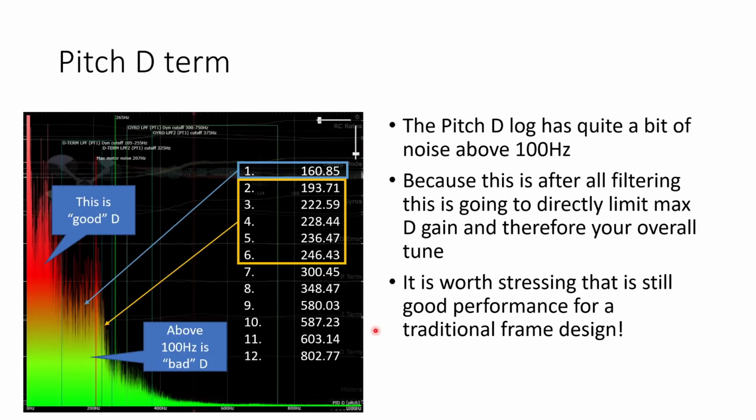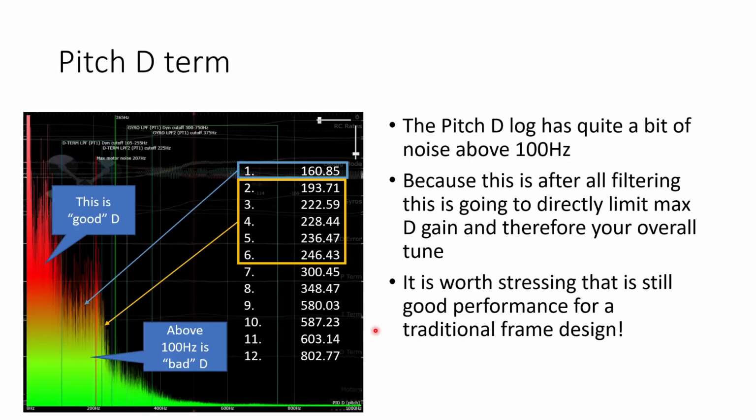So this is still doing really well for a traditional frame design. And you're certainly going to be able to get really fantastic flight performance out of this frame, particularly with the right filter settings. And as I said, we're going to talk about that at the end of the video.